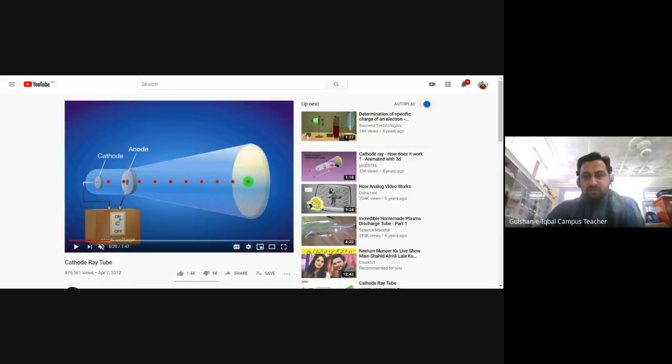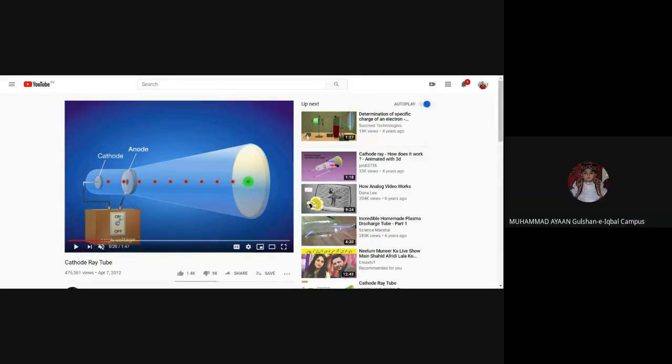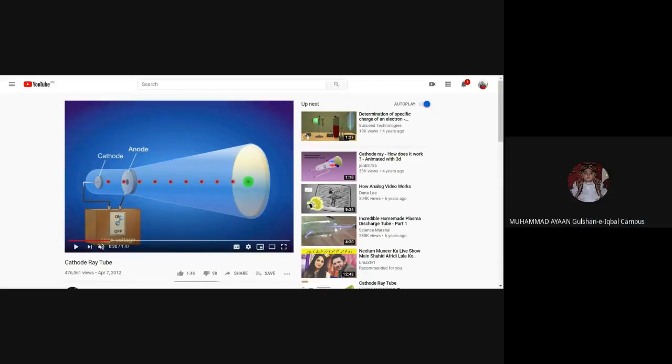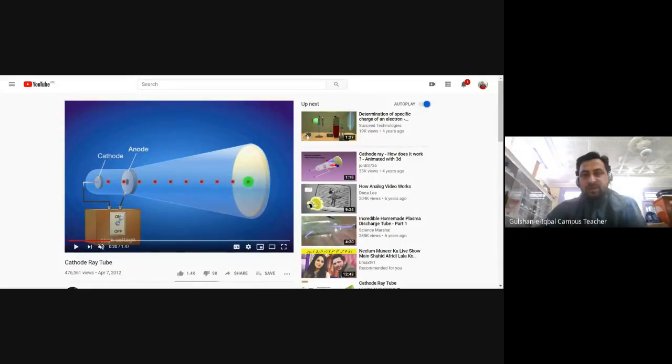Clear? Sir, what is that green light? That green light is cathode rays. As they strike the screen, they produce fluorescence, so they call them cathode rays.